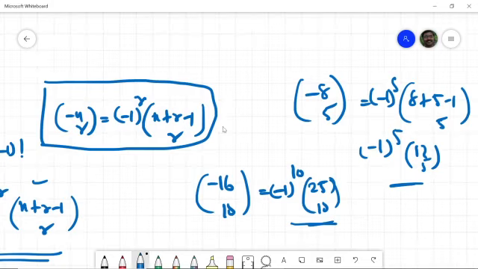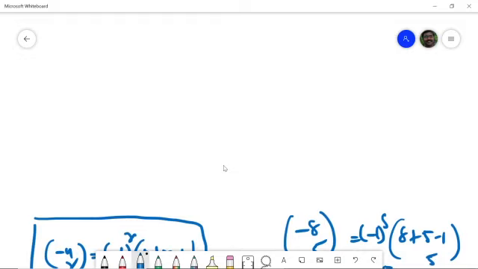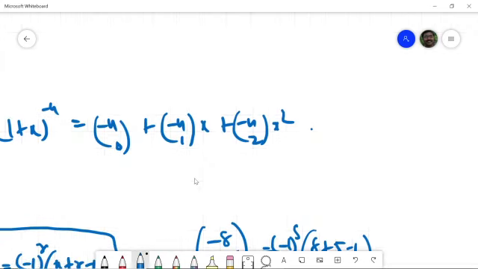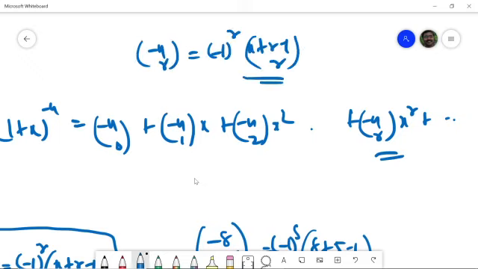When you are considering 1 plus x raised to minus n, it is nothing but minus n C 0 plus minus n C 1 x plus minus n C 2 x square, etc. The rth term would be simply minus n C r x raised to r plus etc. And the value of this minus n C r is actually minus 1 raised to r times n plus r minus 1 C r. So this is a special case of the general case when 1 plus x raised to n, where n is a real number.